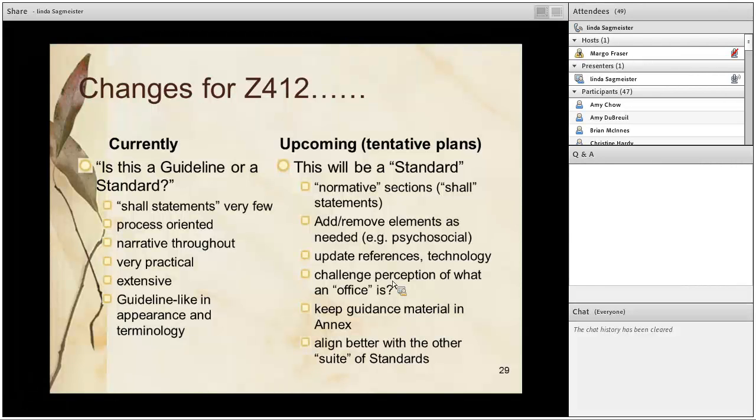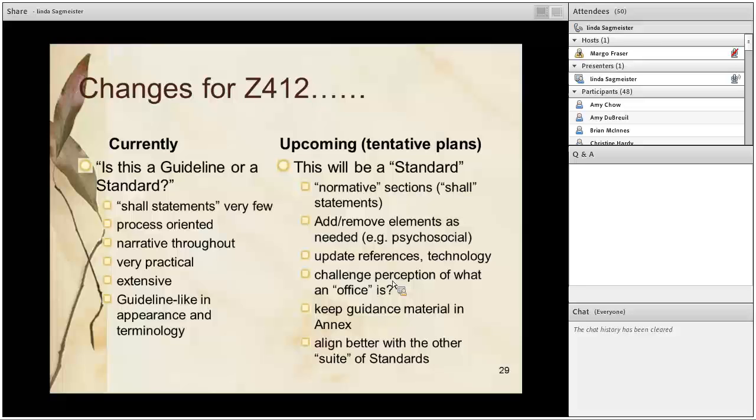And when you look at 412 the way it is now, there are very few shall statements, and they're not necessarily written in the context of a current shall statement in a standard. So it would be very difficult to adopt this standard in legislation for sure. But even without legislation, it would be very difficult for any employer to say that they are in compliance with the standard, because there's very few checkpoints, so to speak, with the shall statements to follow.